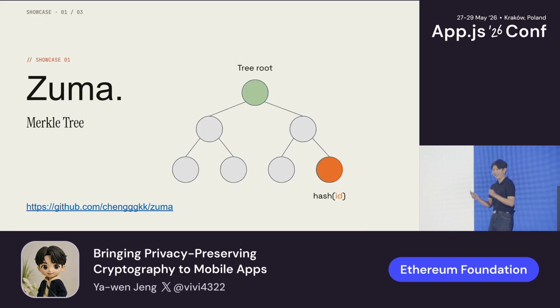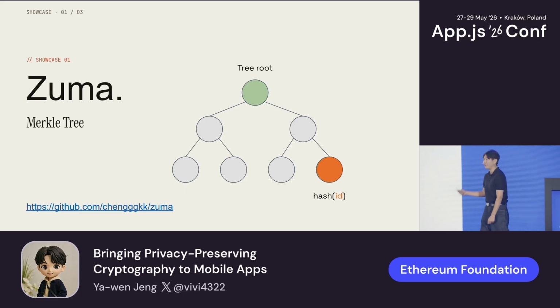Briefly, it uses a data structure called a Merkle tree. If you join an event, you insert a leaf in this Merkle tree. Then in the ZK circuit, you prove you are a member of this Merkle tree, and you only need to reveal the tree root.